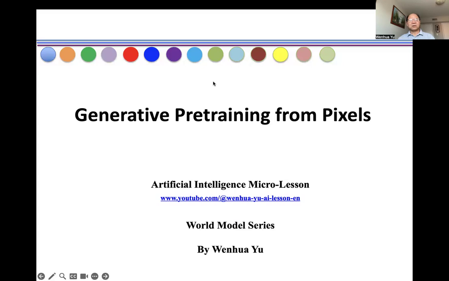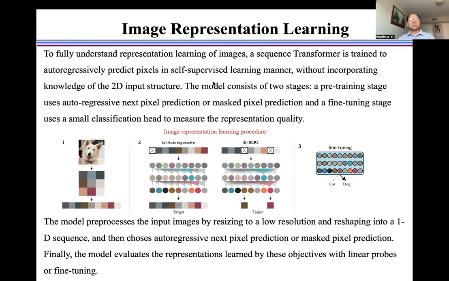In this video, I introduce the generative pre-training from pixels. To fully understand the representation learning of images, a sequence transformer is trained to autoregressively predict the pixels in a self-supervised learning manner without incorporating knowledge of the 2D input structure.